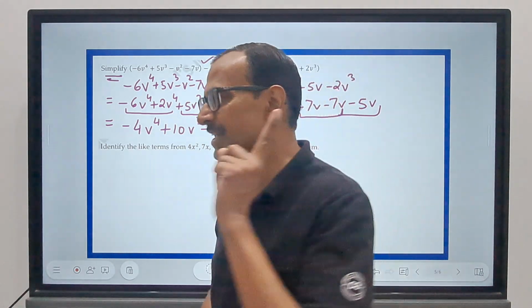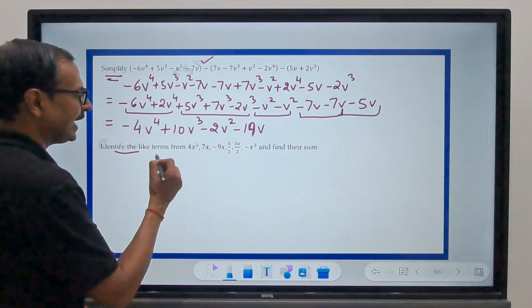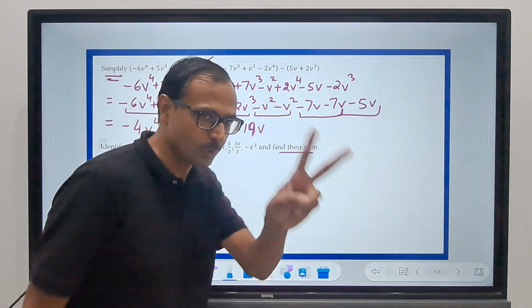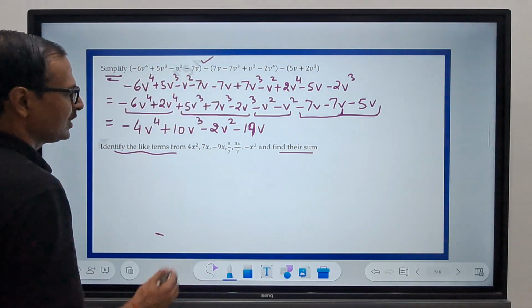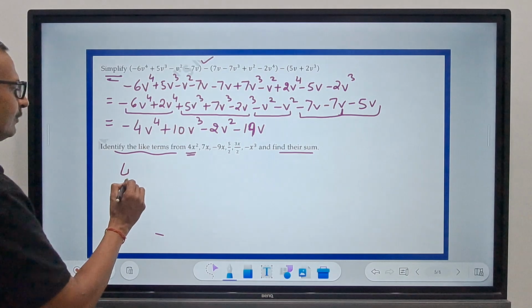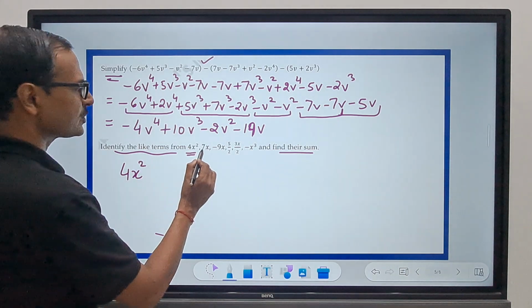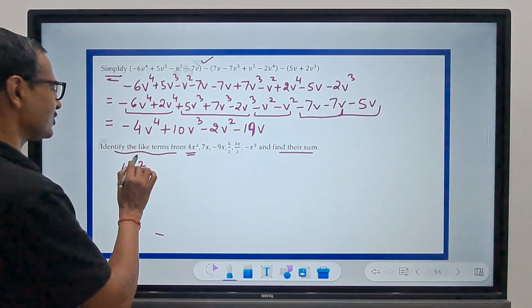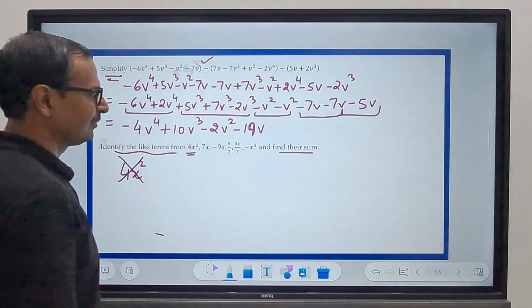Okay. Let's see the last one. Identify the like terms from these and find their sum. So, we have to do two things. Okay. So, 4x square. Is there a like term with 4x square? There is nothing, no other term containing x square. Okay, so this is rejected.